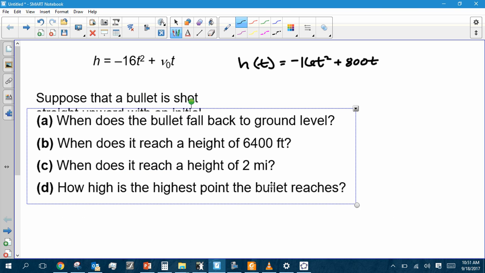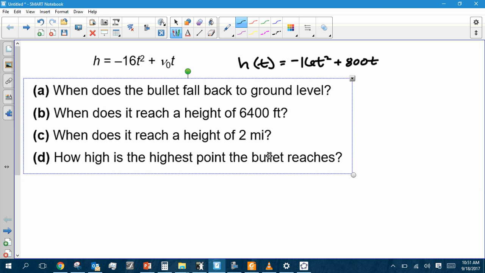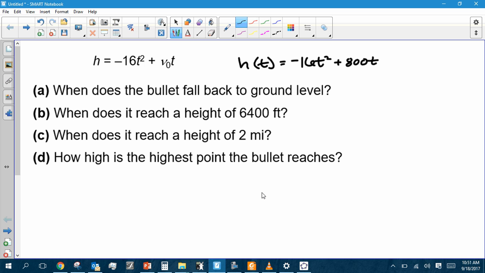Okay, so we're now looking to answer these 4 questions. When does the bullet fall back to the ground? When does it reach a height of 6,400 feet? When does it reach a height of 2 miles? And how high is the highest point the bullet reaches?